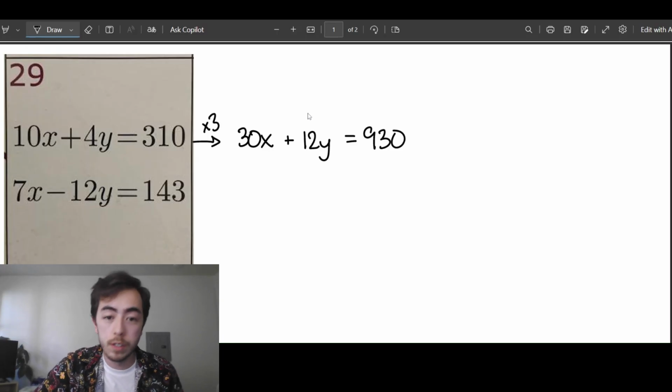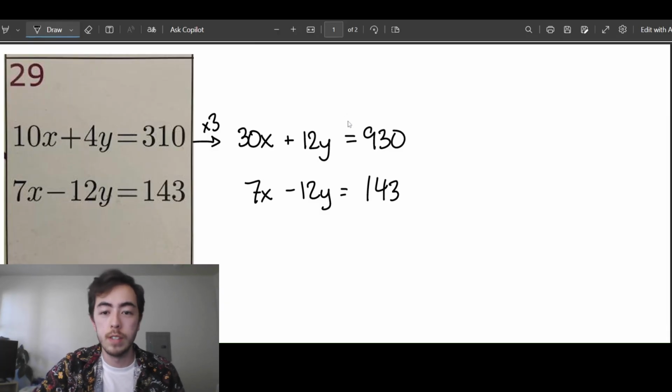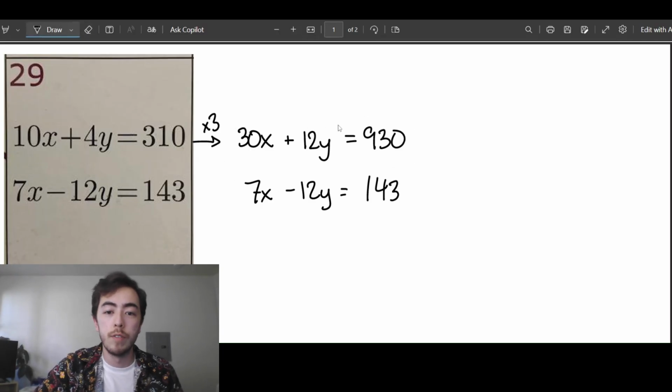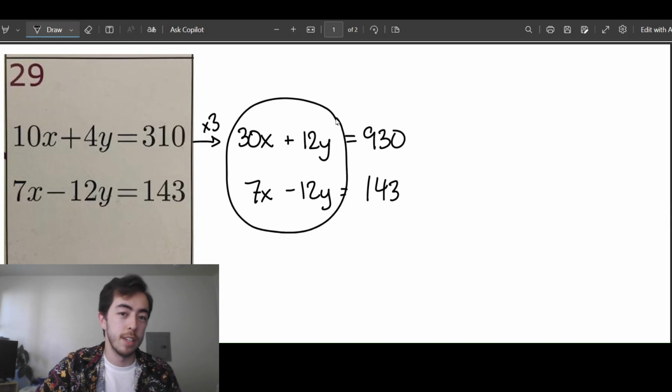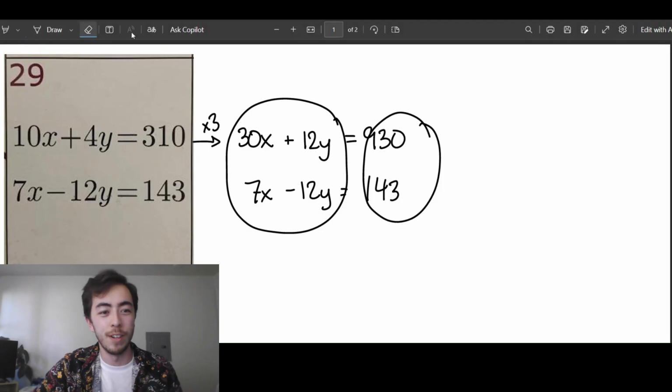And the reason why I wanted to do this, again, was to match up the coefficients of one of my 2 variables, and it just so happened that y seemed like the easier one for me. The idea here is now I have 2 equations, and they're both balanced. So the left side here is equal to the right side here. Same thing for the other equation. So if I pile on all of this stuff together, it should be the same as piling all of this on each other as well.